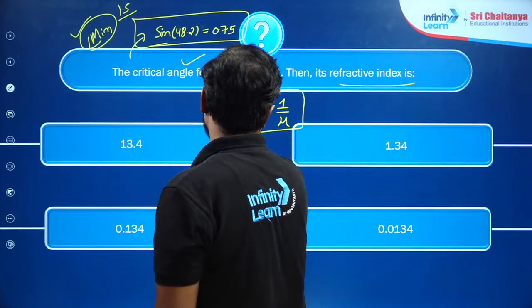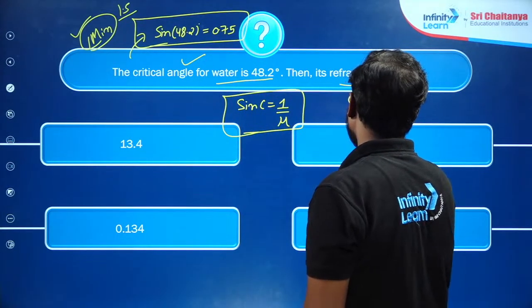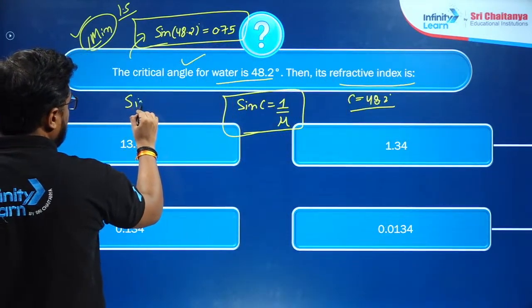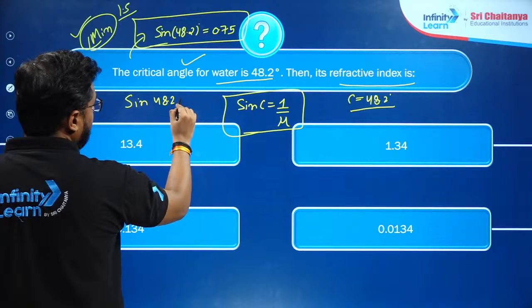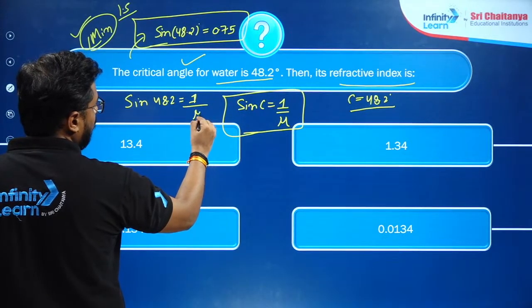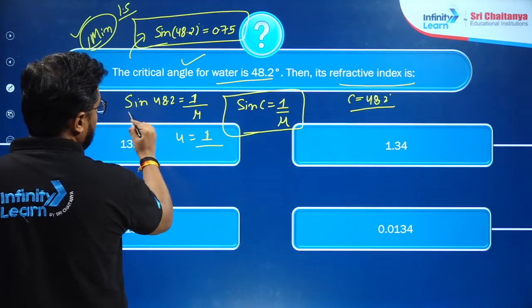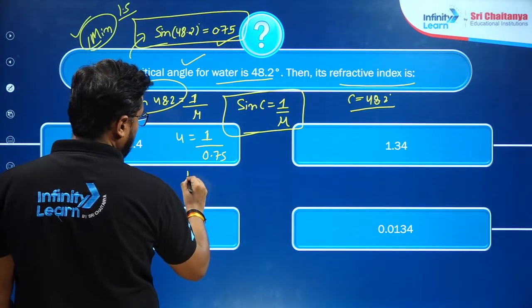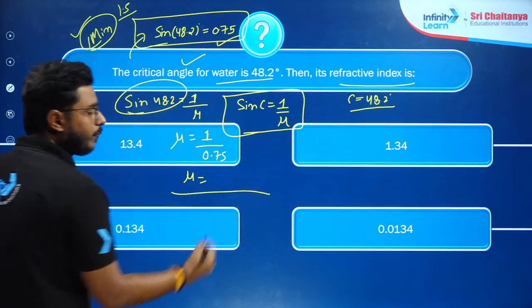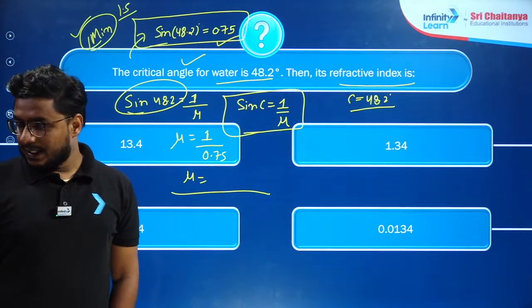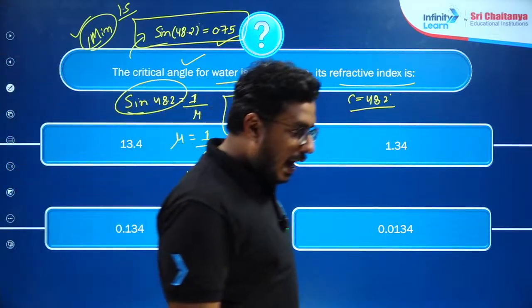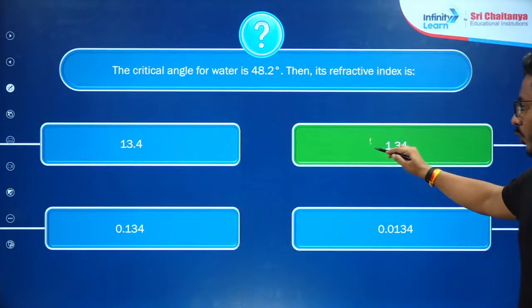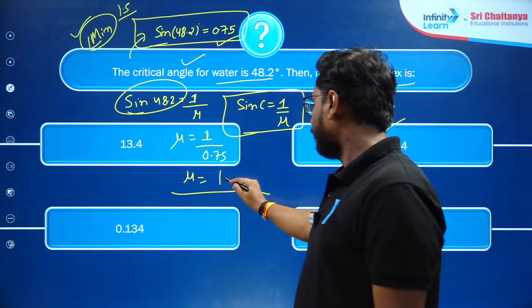Correct? The value of C is given here, 48.2 degrees. So let's put it here. So I can say that sine 48.2 degrees must be equal to 1 divided by mu. So mu will be equal to 1 divided by sine 48.2. The value is given to you, 0.75. So mu will be equal to 1 divided by 0.75 and you will get the answer here. Okay? Easy, everyone? Take a note of it. When you solve, it approximately comes as B part, 1.34. Okay, the answer is 1.34.